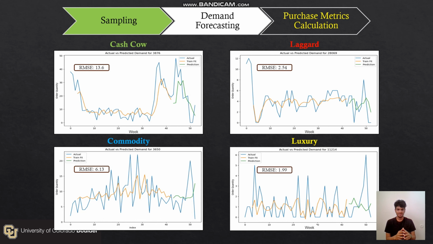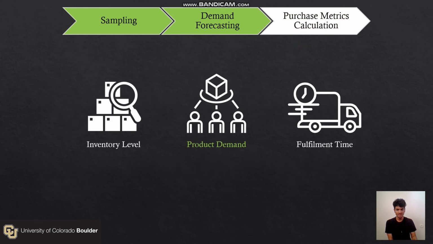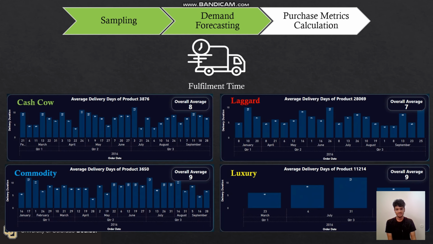Because this by itself can be used to cut down a lot of cost and inventory space that we'll be discussing almost by the end of the presentation when we talk about the result and outcome. Now that we know all the product demand, the other two metrics were also calculated. Fulfillment time is basically the number of days taken by the manufacturer to deliver the product after the retailer places a purchase.